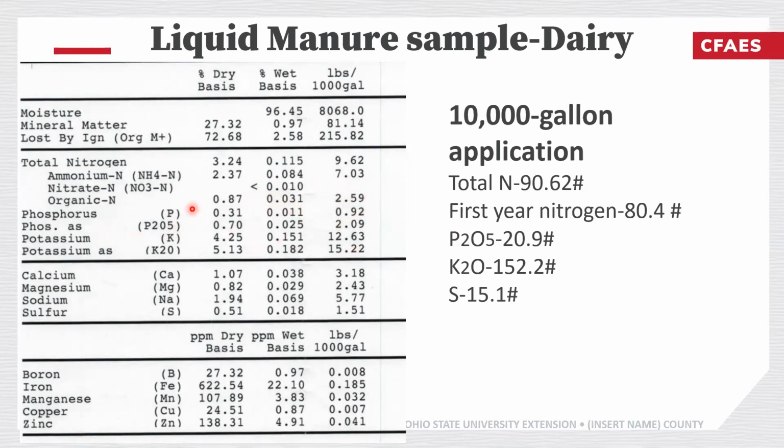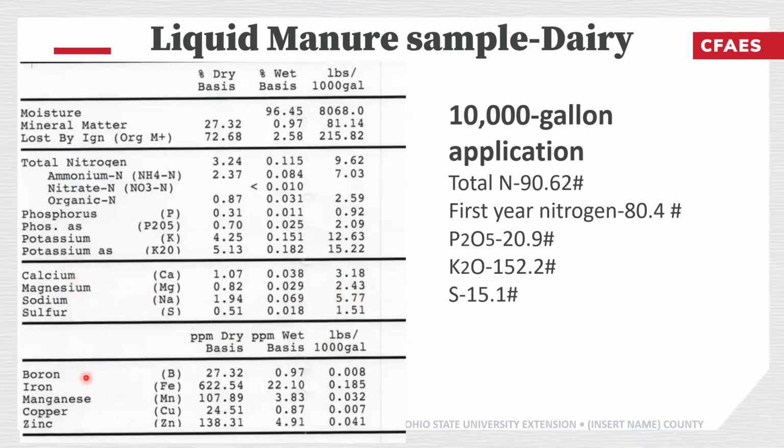Then we look, this lab does report both phosphorus and P2O5, so we want to use the P2O5 number to get us 20.9 pounds by taking the P2O5 times 10. And K2O, we want to use that, not the K number, so 15.22 pounds of K2O times 10, because there's 10 in each 1,000, so 152 pounds. Sulfur concentration, about 15 pounds of sulfur we're going to apply.